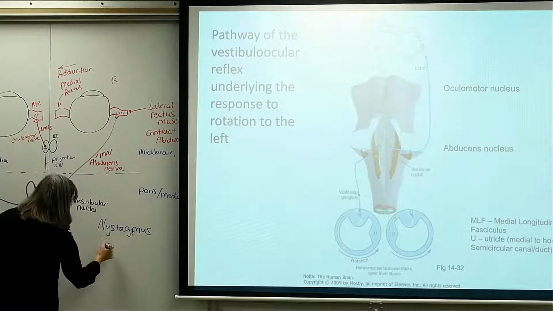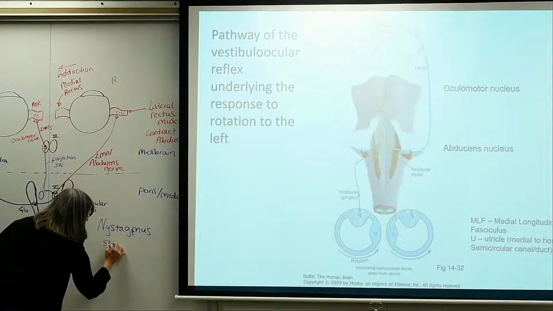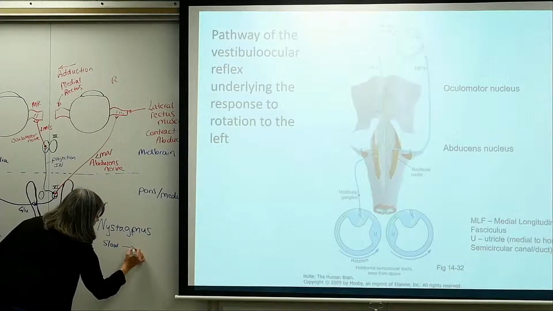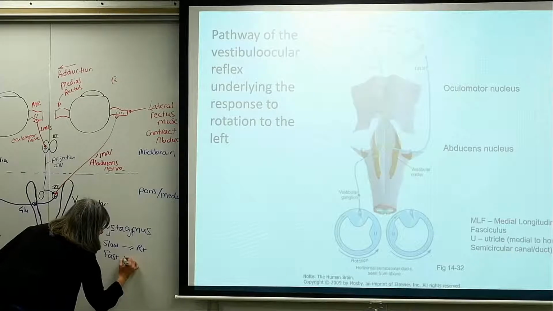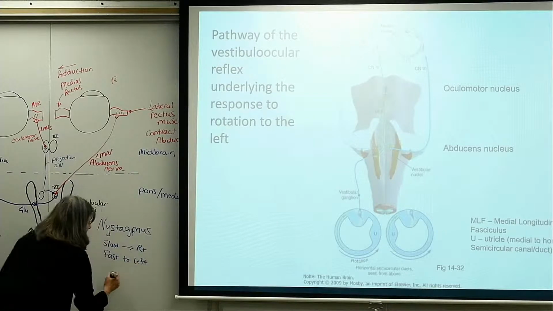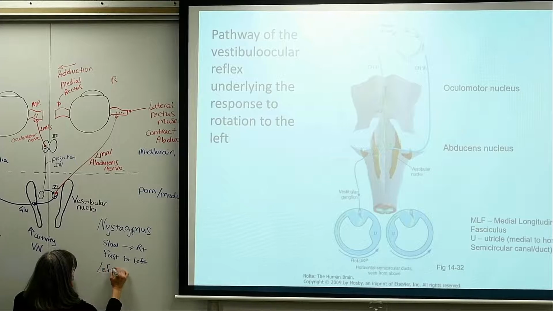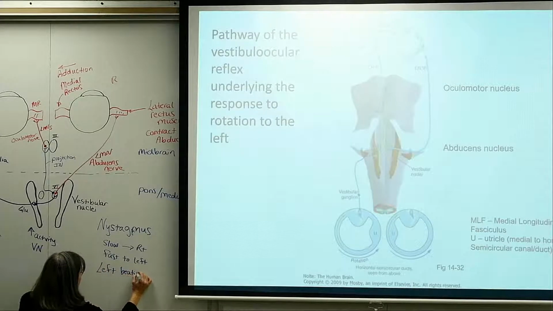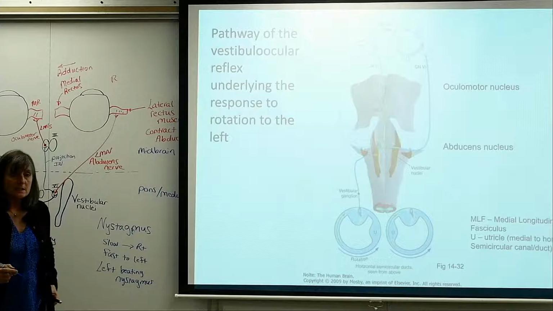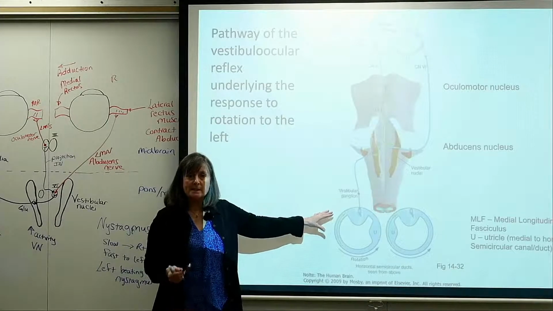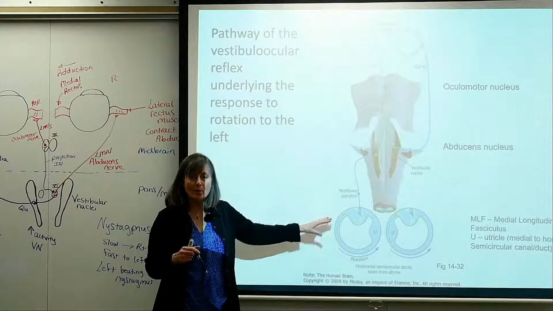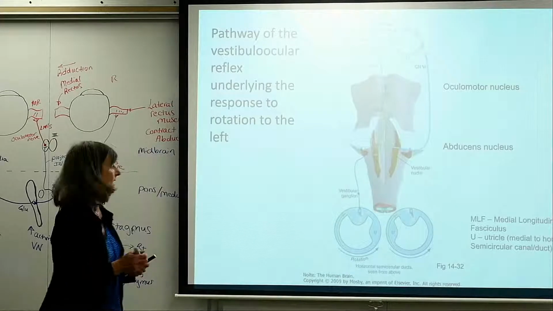So if we have a nystagmus that has a slow movement to the right and a fast component to the left, this would be called a left beating nystagmus. And as you can imagine, a nystagmus can be created by activation of the vestibular system. And this activation can be due to normal things or to abnormal or pathological things.